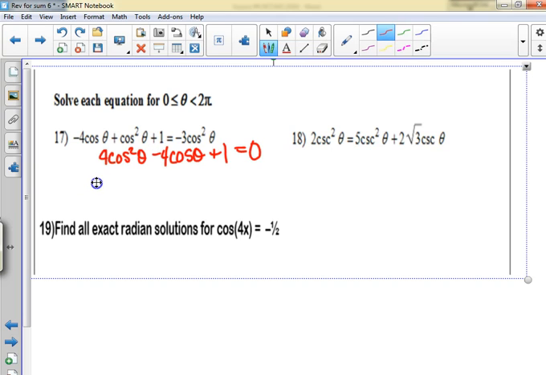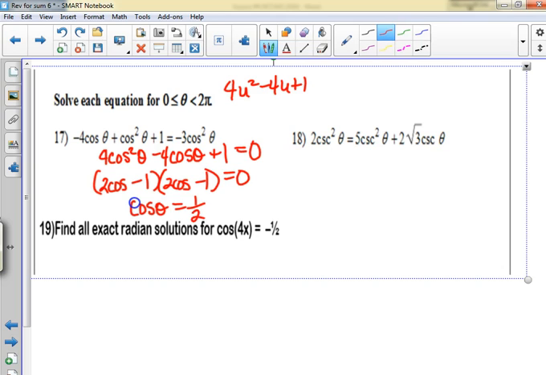Now, it's a trinomial, so it has to factor with 2 parentheses. I can't take something out. It says 4u squared minus 4u plus 1 if you can't factor it with the cosines in there. How does that factor? 2 cosine minus 1 and 2 cosine minus 1, which means the cosine has to equal 1/2.